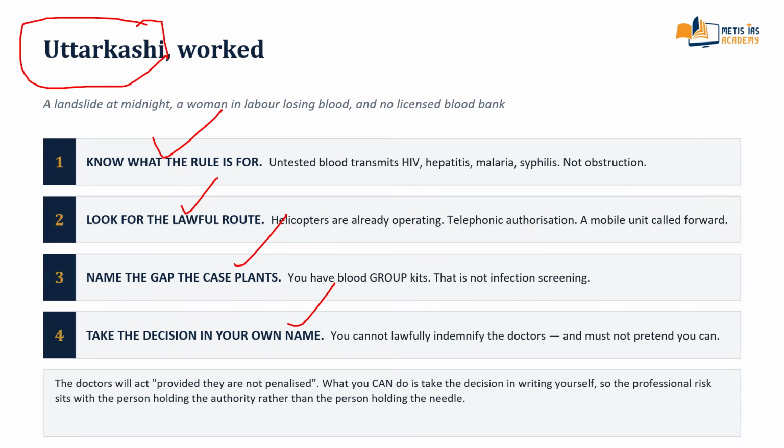And this is the point most candidates miss entirely. The doctors will act provided they are not penalized. You cannot lawfully indemnify them, and you must not pretend you can. What you can do is take the decision in your own name and in writing. So the professional risk sits with the person holding the authority rather than the person holding the needle. An answer that quietly accepts the doctors' condition has failed the case, even if it reaches the right outcome.